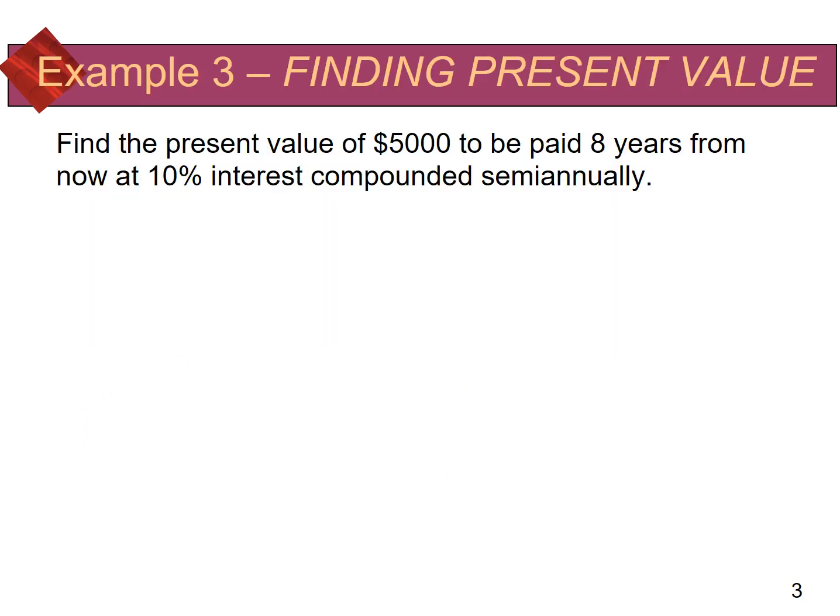So for the example that the textbook gives, they say find the present value of $5,000 to be paid 8 years from now at 10% interest compounded semi-annually. So basically, we want to be able to make a $5,000 payment 8 years from now, knowing I'm going to put this money somewhere so that 8 years from now it's going to be at $5,000. So we're looking for how much money that's going to need to be if that interest is 10% interest compounded semi-annually.